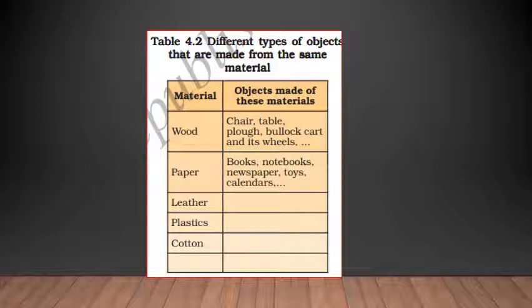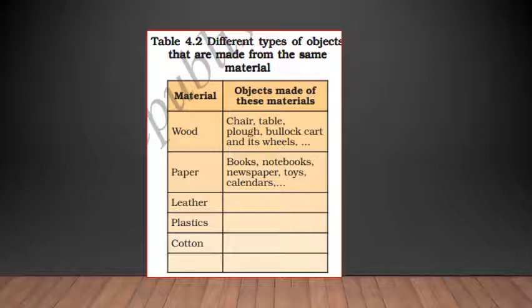What do we find from these tables? First, we grouped the objects in many different ways. We then found that objects around us are made of different materials. Some objects are made of a single material, some objects need two different materials. An object could also be made of many materials, and then again one material could be used in making many different objects. Using wood, you can make chair, table, plow, bullock carts, etc. Same way, using plastic, you can make plates, pens, etc. With paper, you can make books, notebooks, newspapers, toys, calendars, etc.